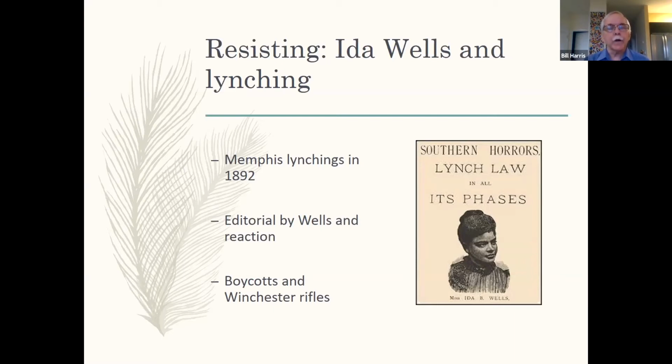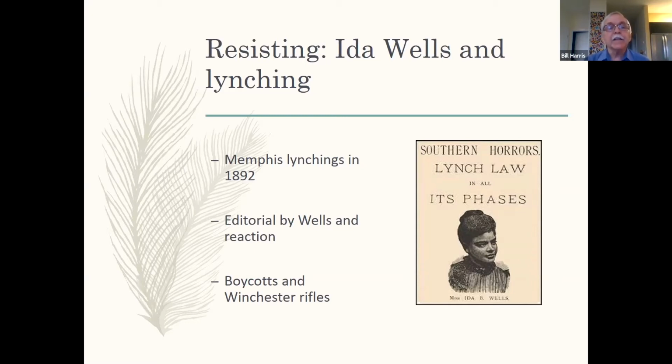This was so outrageous to the white population of Memphis that they burned her newspaper down, and they probably would have lynched her, except she happened to be out of the city in New York City at the time. And while she was out, she wrote the first of several very important publications, Southern Horrors, Lynch Law, and All Its Phases. And among other things, she advised Blacks to boycott white businesses and also to keep a Winchester rifle at home so that if the lynch mob comes for you, you get some of them also.